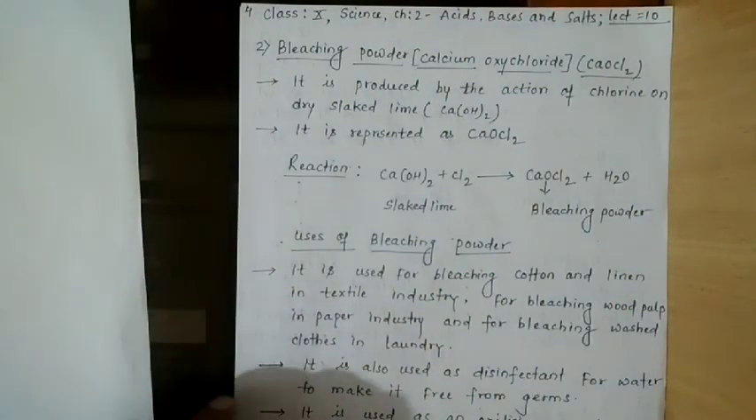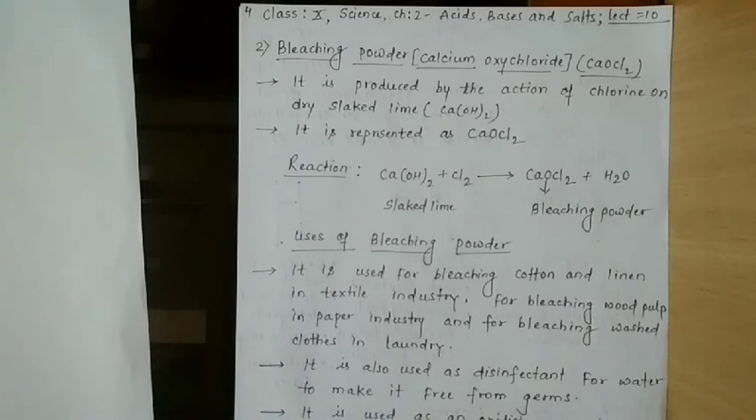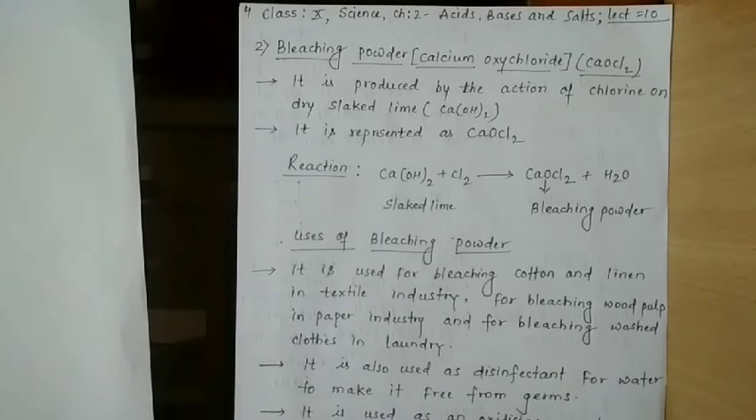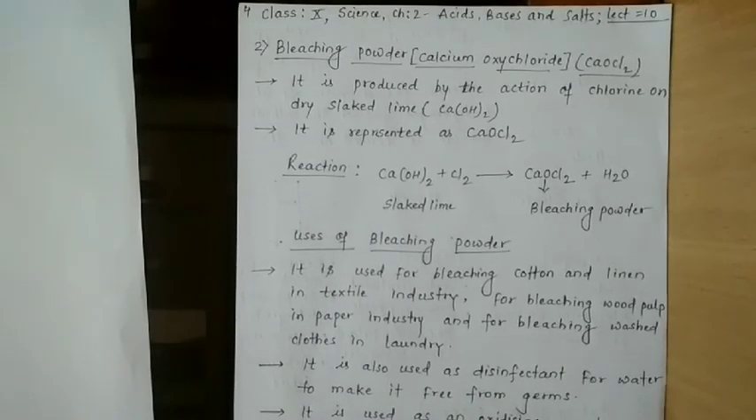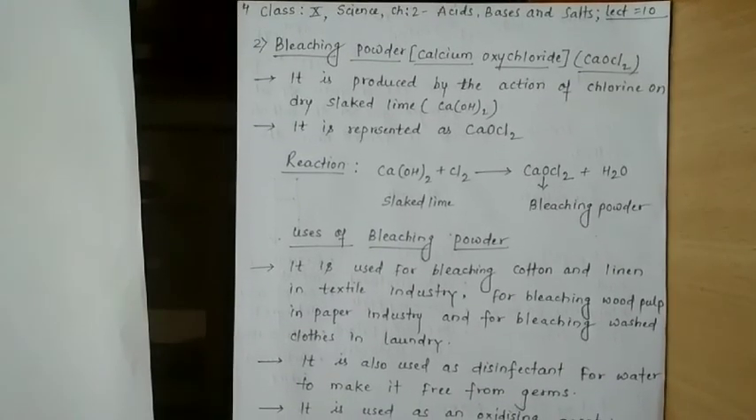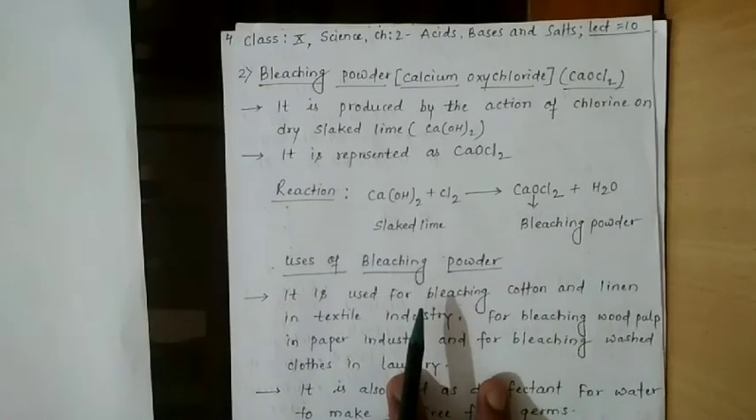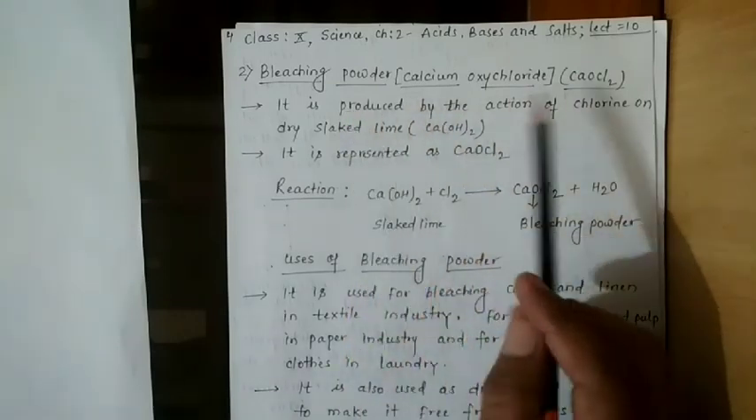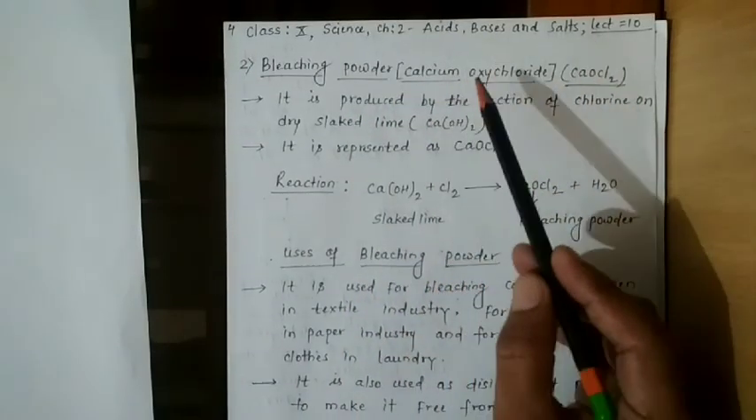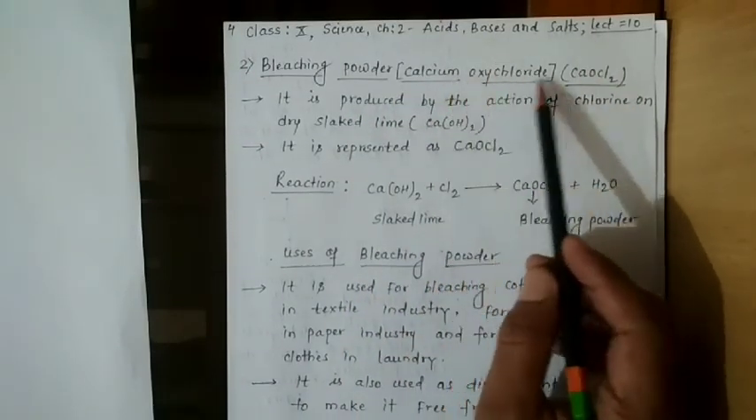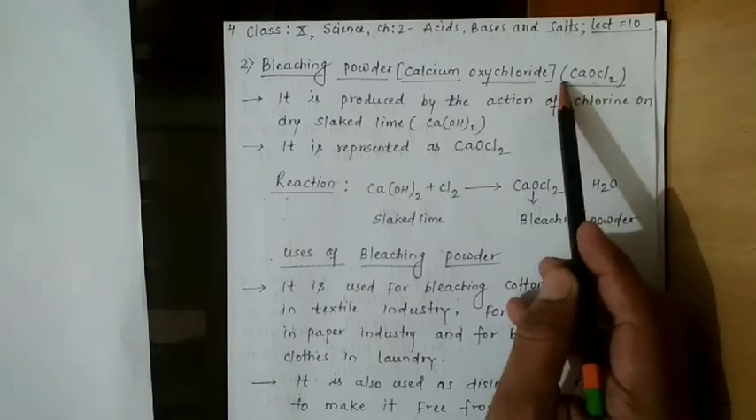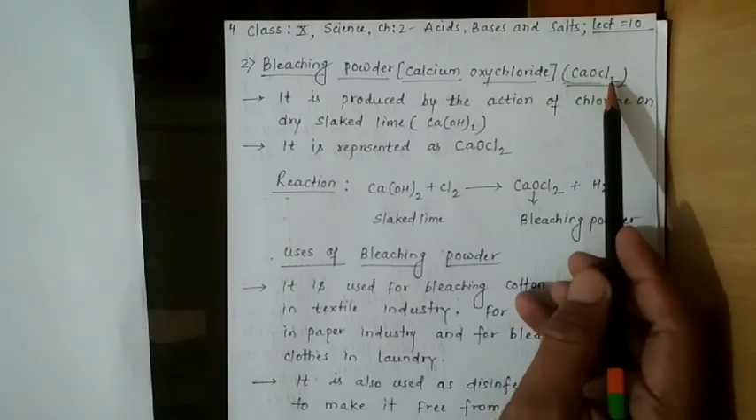Hello, good morning students. Welcome back to the fourth lecture of class 10th science, chapter number 2, acids, bases and salts. Now in the previous section we had discussed common salt, how it is prepared and where it is used. Now in this lecture we will discuss more about bleaching powder, which is also known as calcium oxychloride, and its formula is CaOCl2.